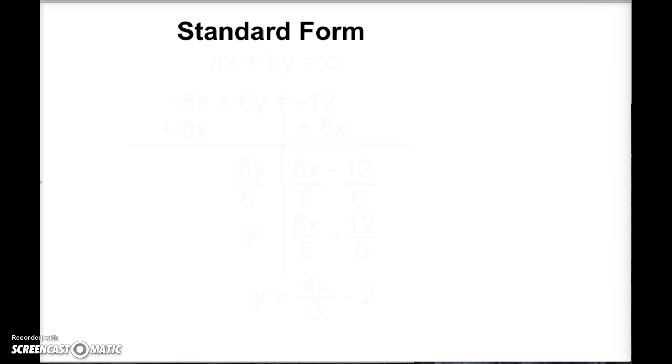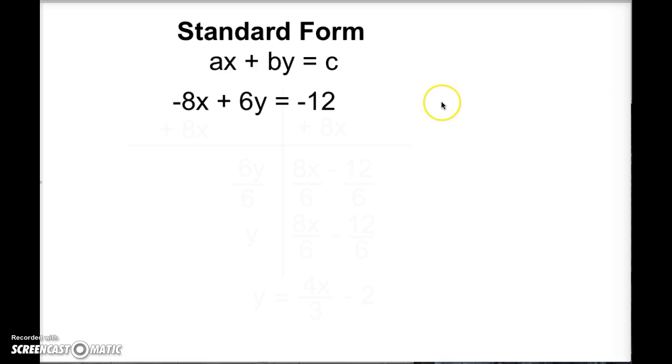But what happens if the equation is in standard form, or ax plus by is equal to c? Here's an example of a problem like that: negative 8x plus 6y is equal to negative 12. Well, in this type of problem, what I have to do is solve for y, or get y on one side of the equation. It's going to be like a two-step equation.